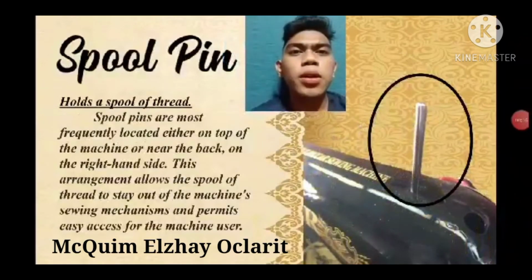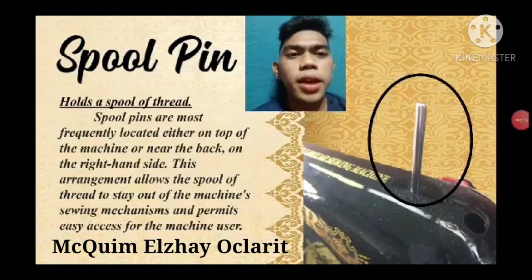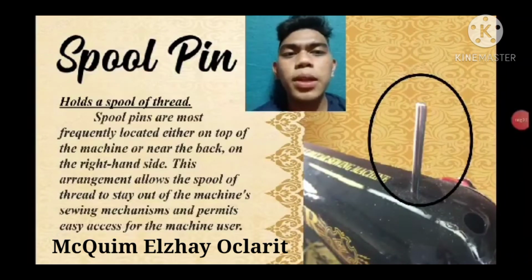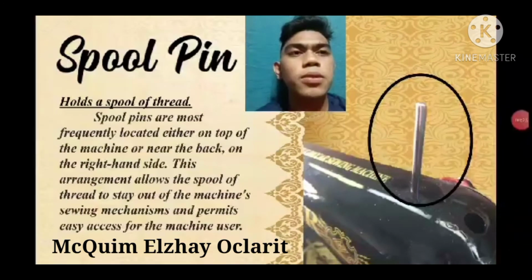Parts of the sewing machine. Spool pin holds a spool of thread. Spool pins are most frequently located either on the top of the machine or near the back on the right hand side. This arrangement allows the spool of thread to stay out of the machine's sewing mechanism and permits easy access for the machine user.